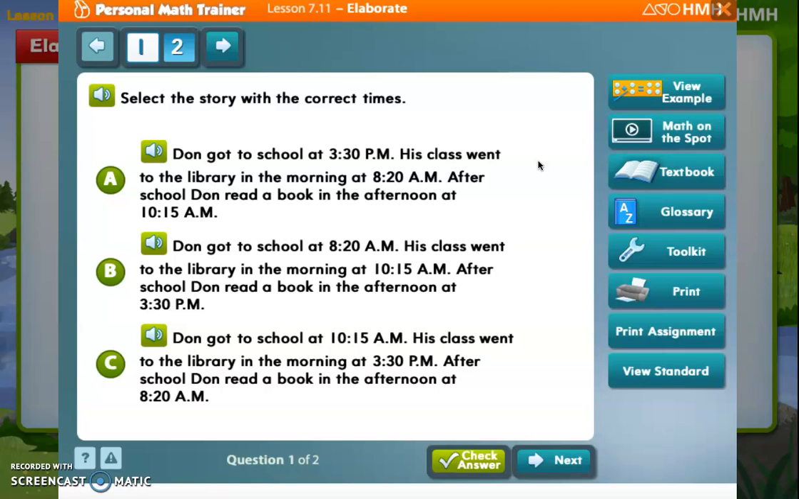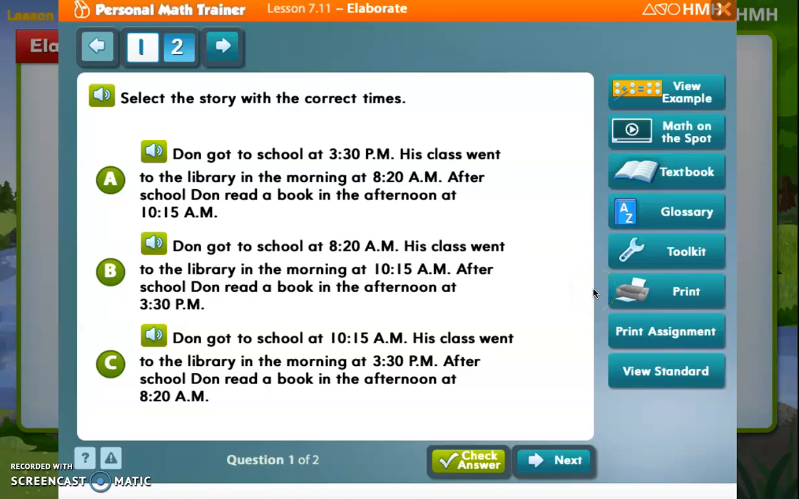So this one probably doesn't make too much sense, right? Don got to school at 3:30 p.m. Well, 3:30 p.m. would be pretty much the end of the day. The end of the school day is 3:30 p.m., so that wouldn't make sense. His class went to the library in the morning at 8:20 a.m. That's definitely possible. But after school, Don read a book in the afternoon at 10:15 a.m. That wouldn't be the afternoon, and it also wouldn't be a time after school. 10:15 p.m. would be a time after school, but that would also be a pretty late time. You probably would be sleeping by 10:15 p.m. So A doesn't make too much sense here.